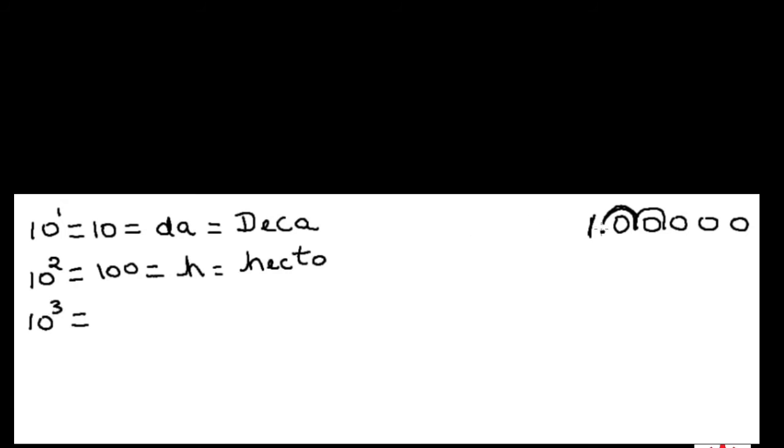Third one, 10 to the power of 3. So I'll be shifting this decimal point from 1.0 to 1, 2, 3. Now the decimal point is here. There are 3 zeros after 1. So that is nothing but 1000. It is denoted by small k. It is nothing but kilo. You can write kilo as small k or like this, no problem. But it is understood that it is small k.